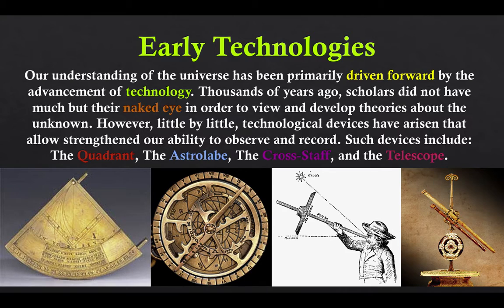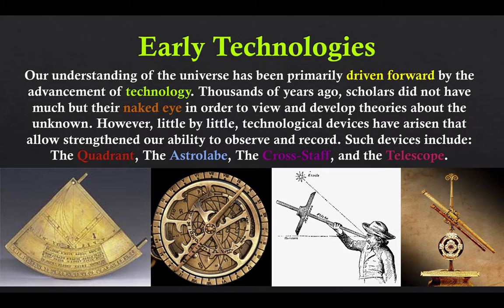Still not satisfied, they're like, we need some more technologies. We're going to figure this out further. They came up with a quadrant, astrolabe, cross staff, and telescope. You're actually going to build your own astrolabe later, and I'm going to get you to do something with it.